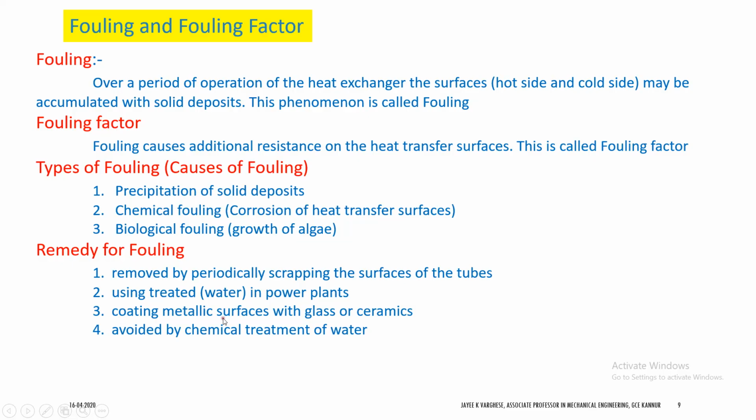Now another method, if you want to avoid this, is to coat the metallic surfaces with glass or ceramic coatings, which will not react much with the water, and we can avoid chemical fouling. And biological fouling can be avoided by, again, chemical treatment of water. So algae, etc., also can be removed by this method. These are the different types of fouling and remedies for fouling.